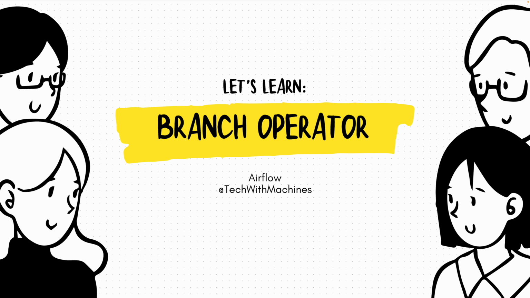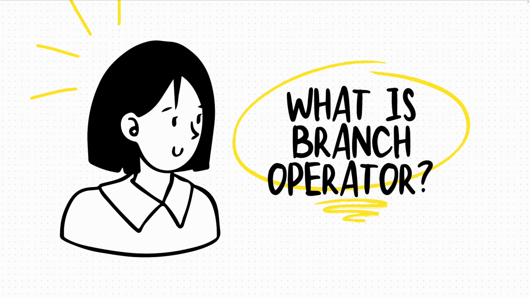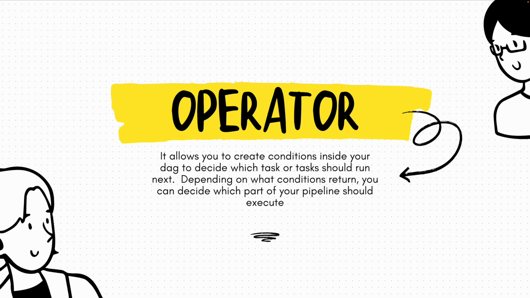Let's jump right in. So what basically is the branch operator? It is one of the coolest tools in Apache Airflow. It allows you to create conditions inside your DAG to decide which task or tasks should run next. Think of it like an if-else statement in programming. Depending on what the conditions return, you can decide which part of your pipeline should execute.